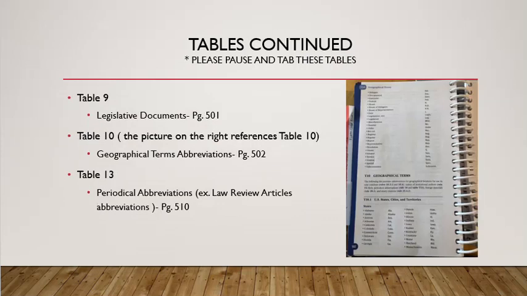Continuing, Table 9, starting on page 501, covers legislative documents, and Table 10, starting on page 502, covers geographical term abbreviations. Please pause the video and tab both of these pages. The picture on the right is referencing Table 10. Table 13, starting on page 510, covers periodical abbreviations, for example, law review abbreviations.